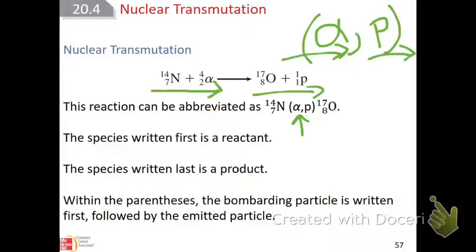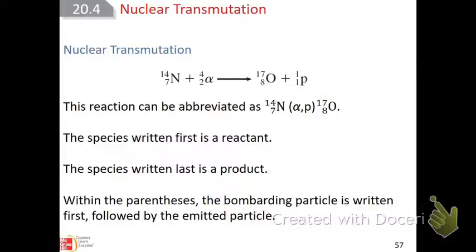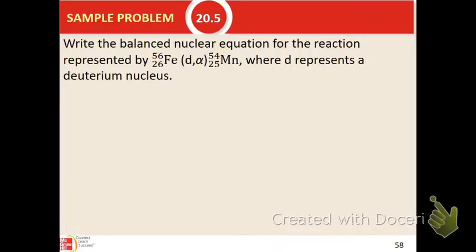All right, that's good enough. And so here's an example for you that's in your text, sample problem 20.5 in your textbook. Let's do this without cheating, without looking at the answer. It's asking us to write the balanced nuclear equation for the reaction represented by iron-56. It's being bombarded by D, and it tells you D is a deuterium. Deuterium is a hydrogen nucleus. This deuterium stands for 2.